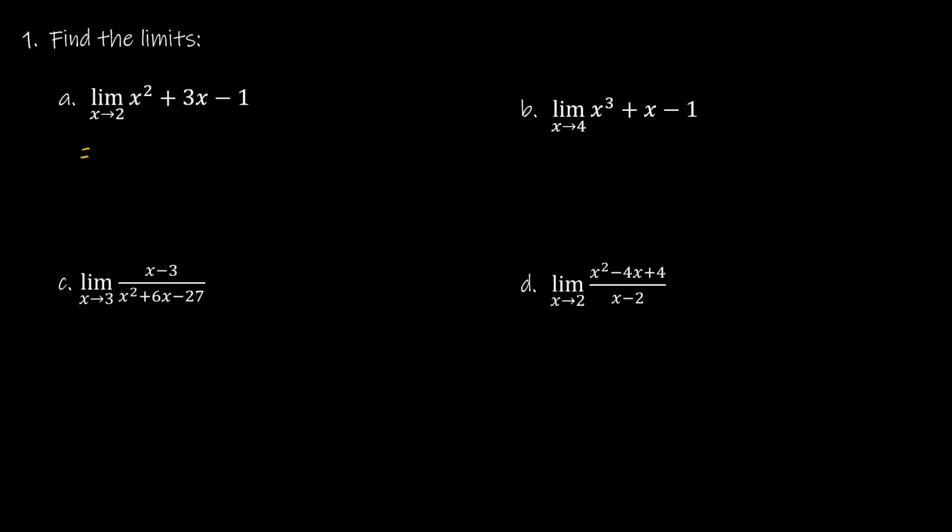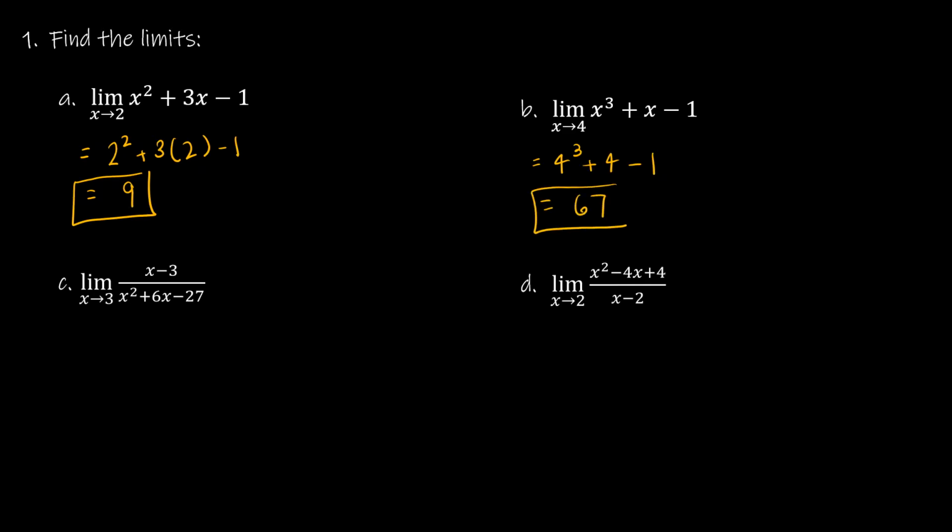For the first 2 parts of this question, hopefully you found them very easy because they're just polynomial functions. That means there's no points of discontinuity. So all we have to do is direct substitution. 2 squared is 4, plus 3 times 2 is 6. That gives us 10, minus 1 is 9. For the second question, same thing. It's a polynomial. 4 to the third is 64, plus 4 is 68, minus 1 gives us 67. Those two should be pretty straightforward.